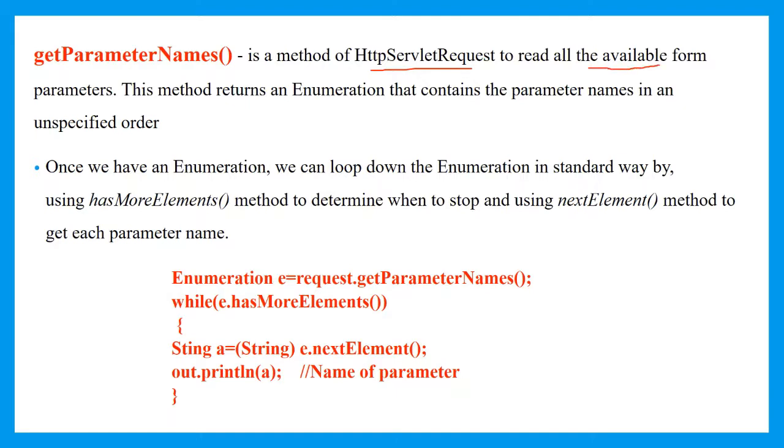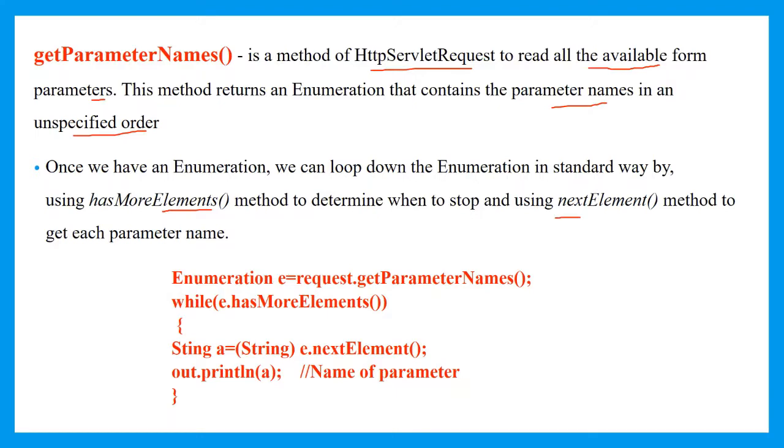This method returns an enumeration that contains the parameter names in an unspecified order. Once we have an enumeration, we can loop down the enumeration in the standard way by using the hasMoreElements method to determine when to stop and using nextElement to get each parameter name.